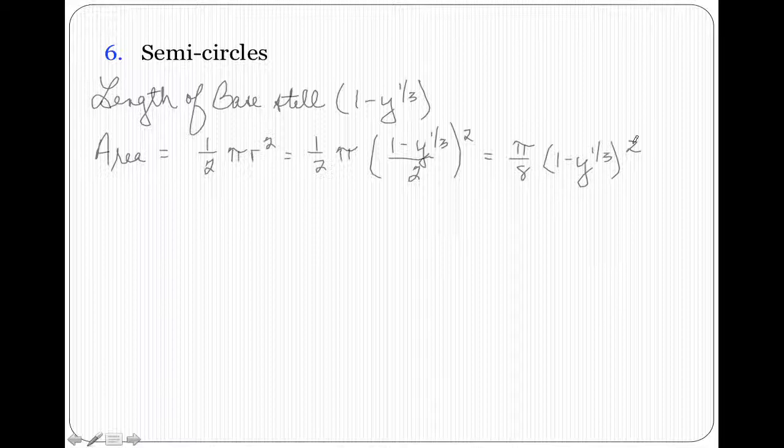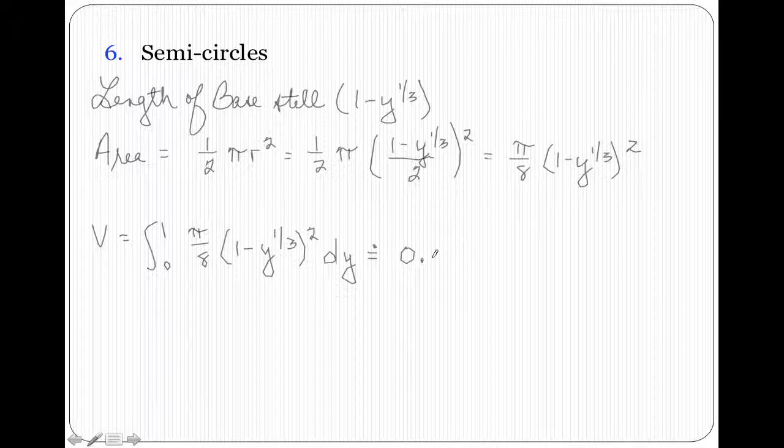So that becomes the integrand for our integral in the volume. So this one should be coming out approximately 0.039. And that's how you find volumes of three-dimensional figures by using cross sections.